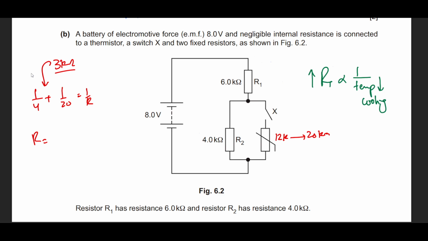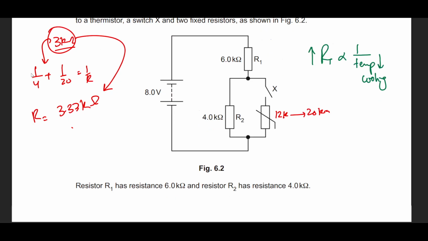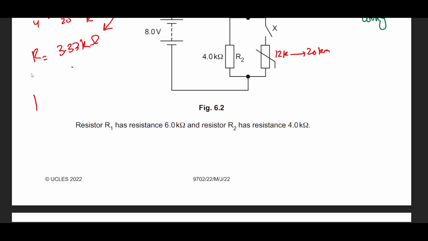When you do this, the resistance comes out as, after the parallel combination, right? So 1 over 4 plus 1 over 20. This comes out as 3.33 kilo ohms. Now notice, previously it was 3 kilo ohms. Now it is 3.3. The resistance that is going to be replaced in place of them, right? So let's say that this was 6 kilo ohms. And now this is 3.33 kilo ohms.